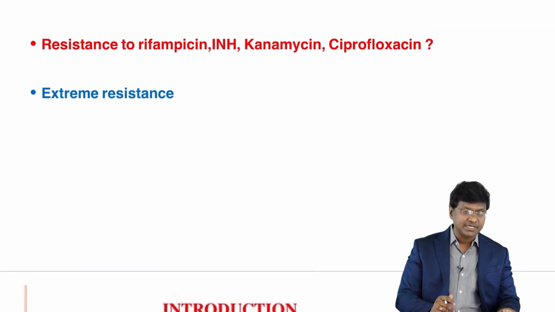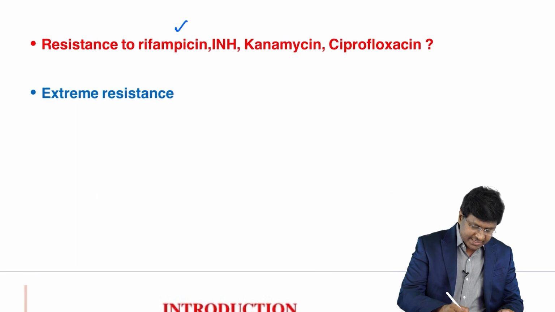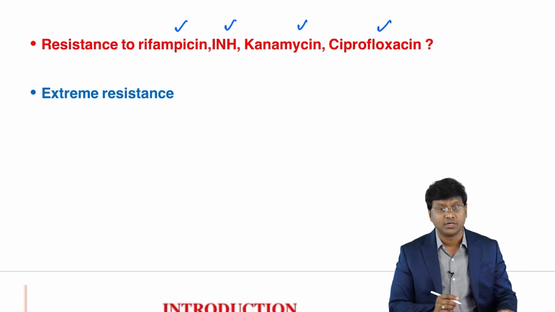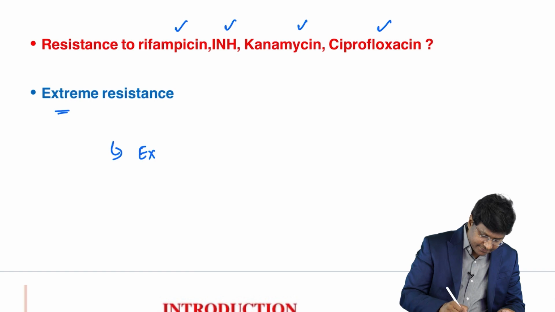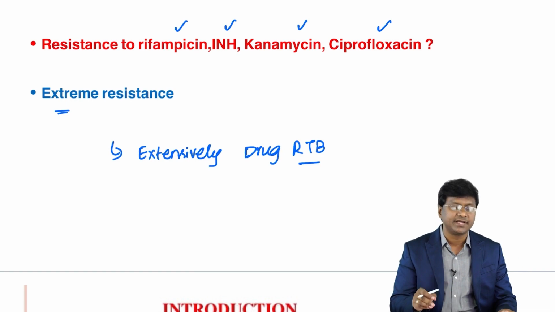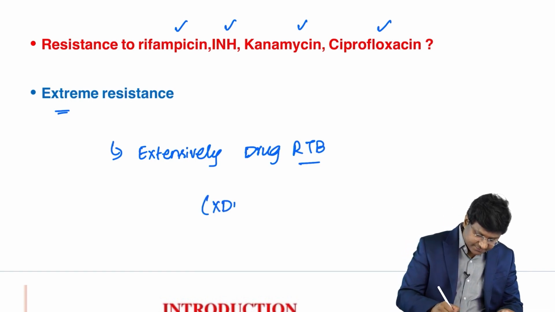The next question was about the drug resistance of tuberculosis. Resistance to rifampicin, isoniazid, kanamycin, ciprofloxacin. What is this resistance called? This is called extreme resistance, or it is called extensively drug resistant tuberculosis. Right? Extensively drug resistant tuberculosis. That is called XDR-TB.